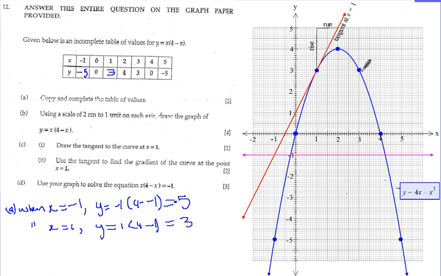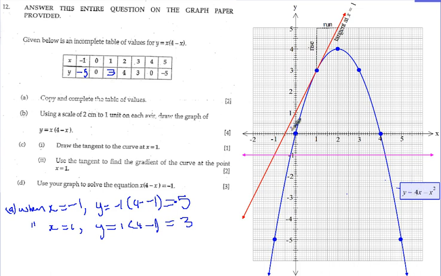Do not use a ruler for the graph of a quadratic. So you're going to join the dots with a nice curve, right? Like that. It doesn't have to be exactly nice, of course, because you're not a computer. So here it is. This is the graph of the function y equals 4x minus x squared.